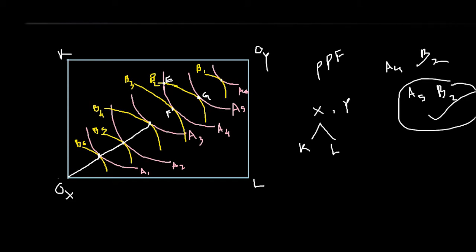So in this way we can join all these points of tangency of both the two curves, and we get a curve like this. We call this curve a convex curve.